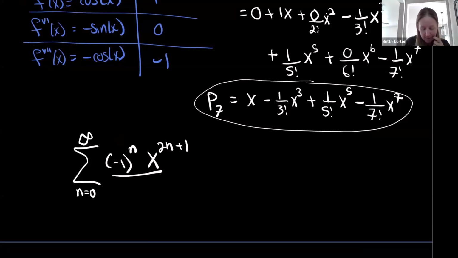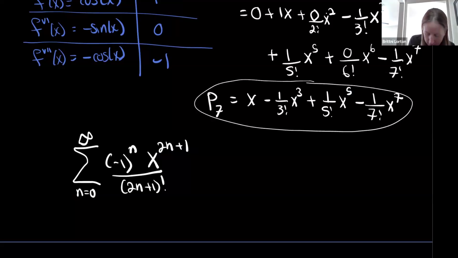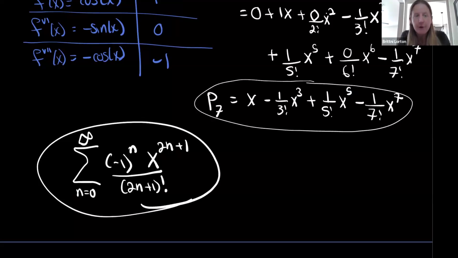You should always double check. Plug in n equals 0. Did I get a power of 1? Yes. Plug in n equals 1. Did I get a power of 3? Good. Plug in n equals 2. Did I get a power of 5? We're good. And then you should notice the factorial on the bottom was the exact same as that exponent. So this is the Taylor series for sine of x centered at 0.